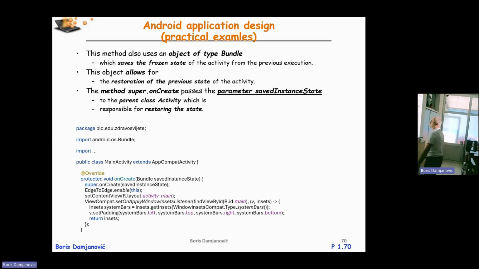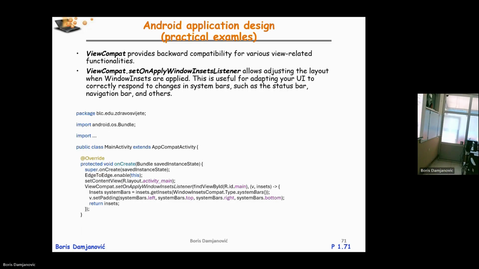For example, we have the Bundle object. A Bundle is an object that allows us to save some values, the state of our activity. In case we need to switch to another application, we can save the state by using this object, and after that restore the state of our activity. This is in the parameter savedInstanceState.